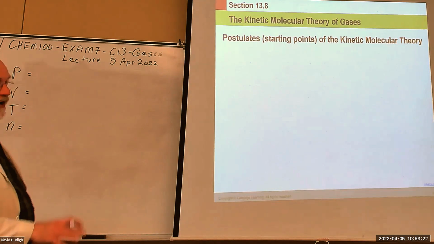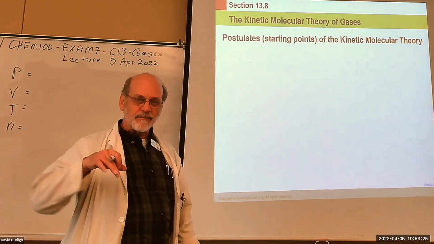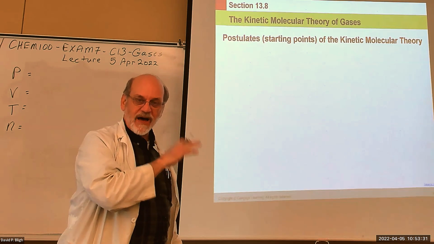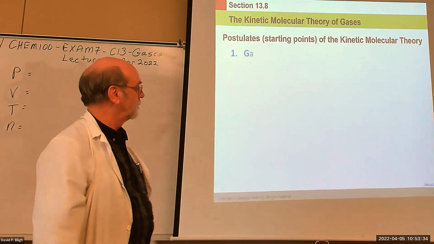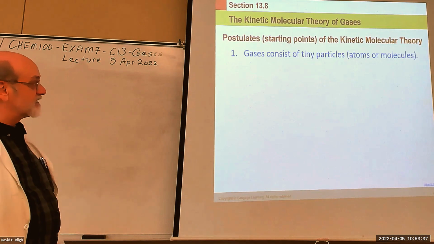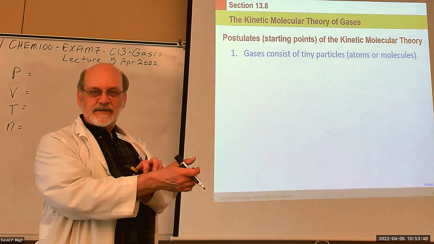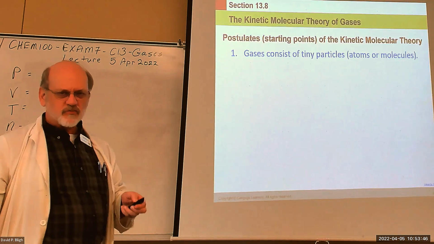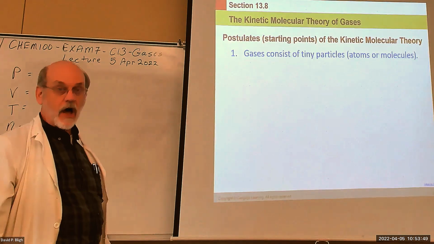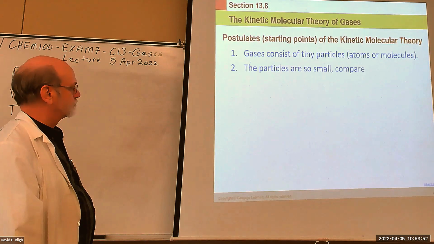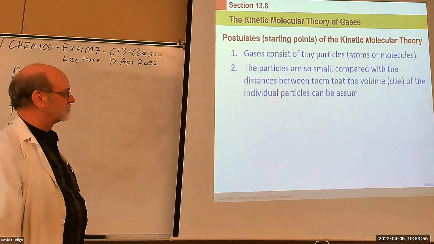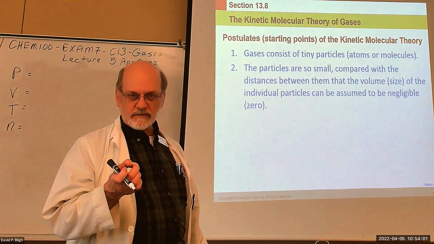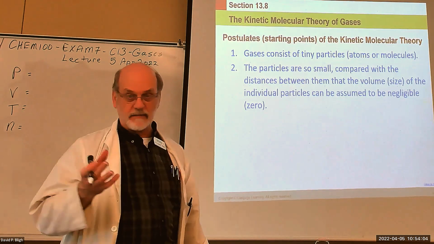So these are the starting points for the kinetic molecular theory. And keep in mind, when we lay these out, the attempt is to explain why the gas laws work the way they do. Gases consist of tiny particles, right? That seems like a no-brainer. Atoms or molecules, whatever the case may be, extremely small, relative to the volume that they occupy. That's the second point. They are so small that we can treat them as points, right? No volume.